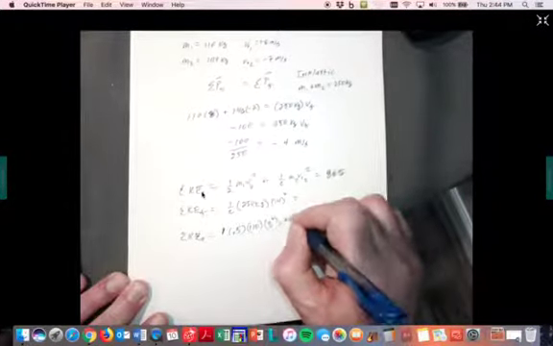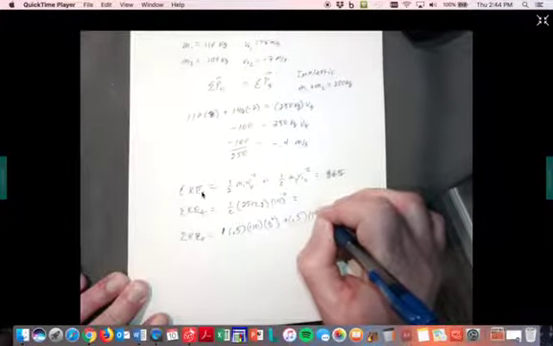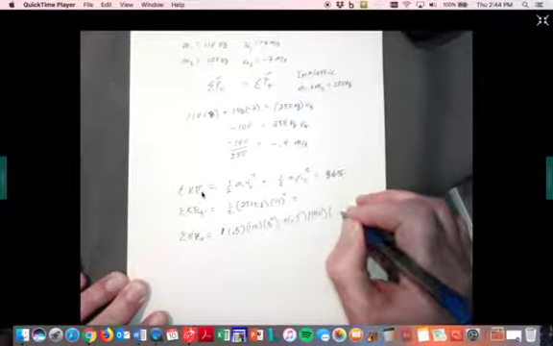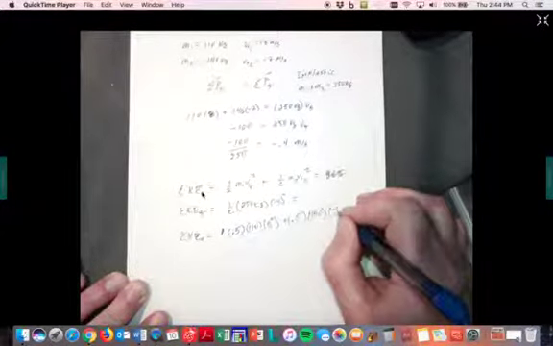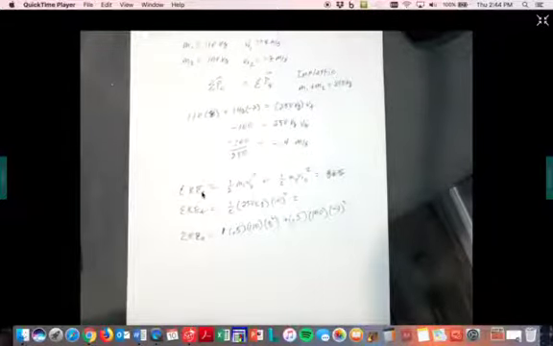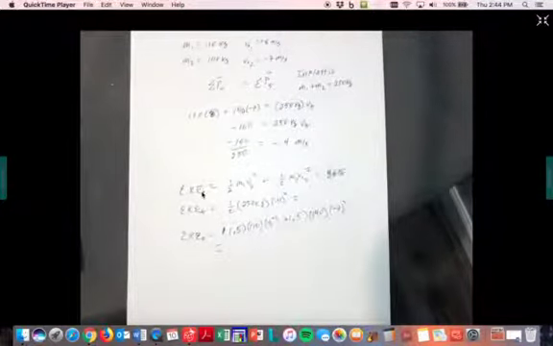plus 0.5 times 140, you could have just put in 70 if you wanted to, times now -7 squared. So I'm going to do -7 squared. So -7 times -7 is positive 49. And we wind up with a pretty big kinetic energy here.